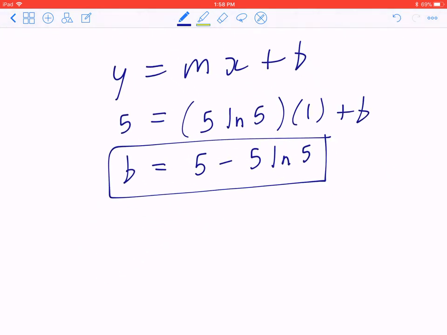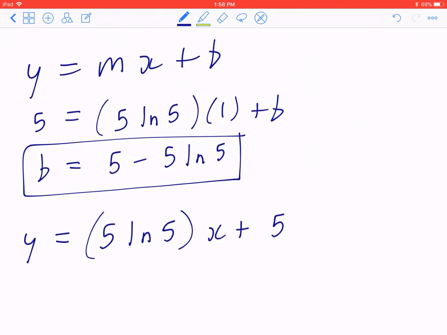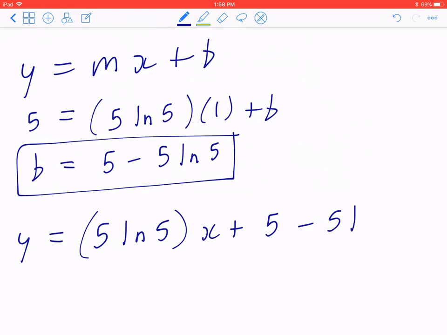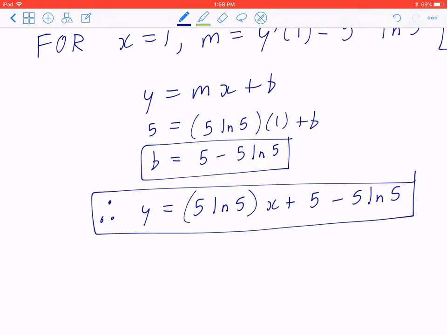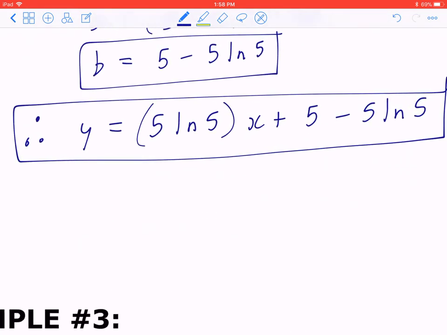If you plug it back in, therefore, y equals the slope, which is 5 ln 5 times x, plus b, which in this case is 5 minus 5 ln of 5. That's one form of the final answer. The other form is to rewrite this in standard form. Standard form just means bring everything to one side, set it to 0, make sure that a has to be positive, and the values of a, b, and c cannot be a fraction or a decimal.